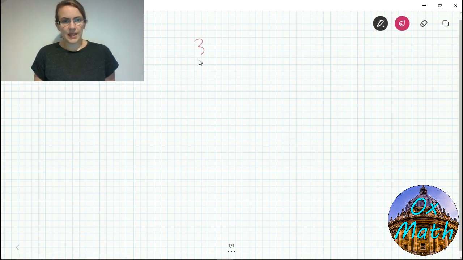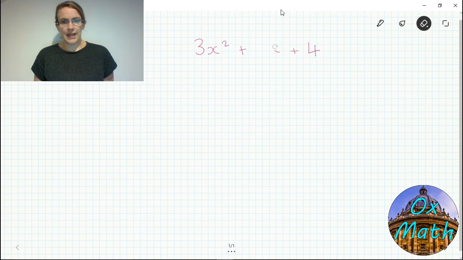By a quadratic, we just mean an expression that could have any coefficients, but the highest power of the variable is 2. So in this example, our variable is x, and our highest one is x squared. We've also got an x term and a constant. Even if one of these terms was not there, so if we didn't have an x term, that would still be a quadratic.